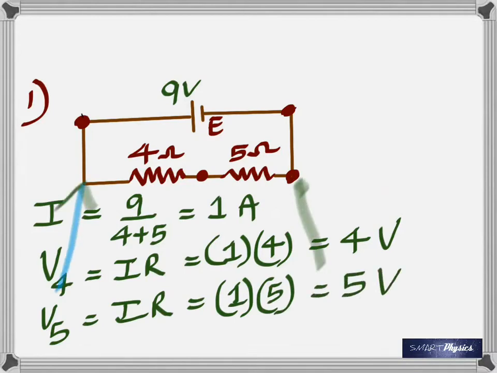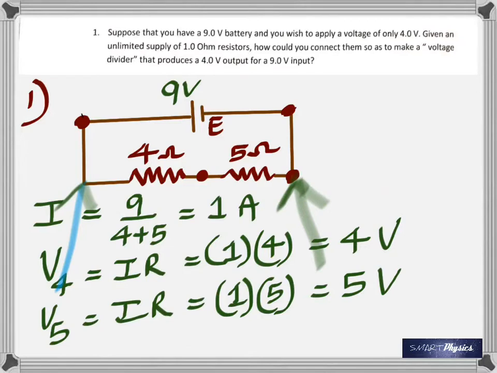Now, this kind of arrangement is called a voltage divider arrangement. And if you have a movable key, you can actually move this point along the resistor combination, and that way you'll be able to get whatever voltage you want, all the way from 0 volts to 9 volts. And this is an important arrangement.